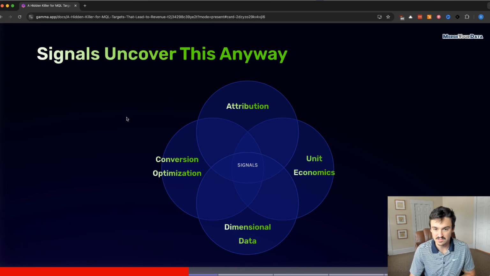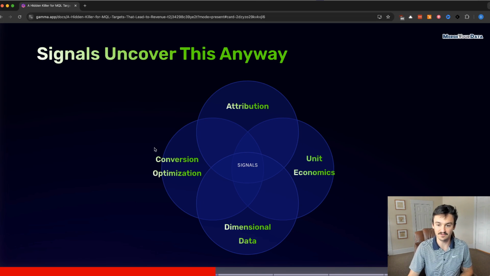So signals uncover this problem anyway. What I'm saying by that is when you are constructing signals and doing signal analytics, because you are cross-referencing attribution, unit economics, dimensional data, and conversion optimization, it's going to show up here. You're going to think that you have a signal, but then you're going to see that MQLs mean literally nothing. You're having terrible conversion from your MQLs to the next stage of SQLs and ultimately to customers. So you're going to have a big flag here, and you're going to think that this might be a neutral or a negative signal when they become an MQL because it doesn't lead to anything.